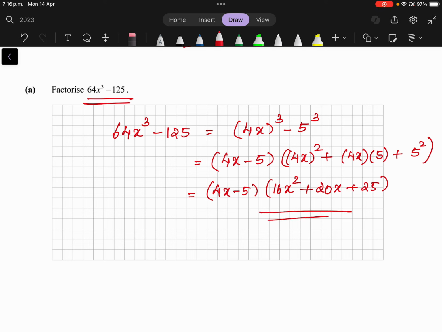Easy. Again, 5-mark question. You will get it. As and when you write it, you will get the marks.